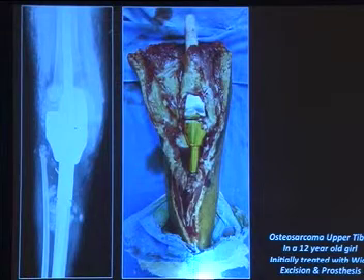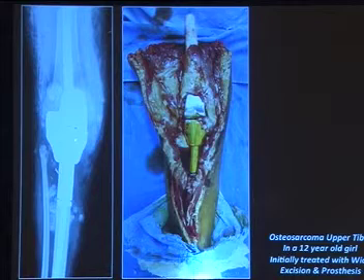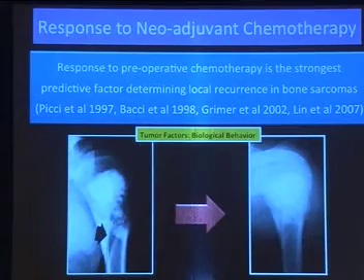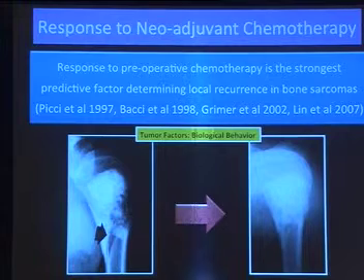But of course, surgical margins are very important. So this is osteosarcoma of the upper tibia in a 12-year-old girl, initially treated with wide excision and prosthesis, and you see a huge amount of local recurrence both in the specimen and in the X-ray. She also had a poor response to neoadjuvant chemotherapy.